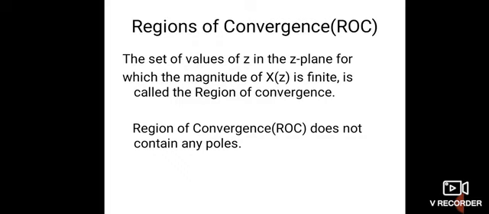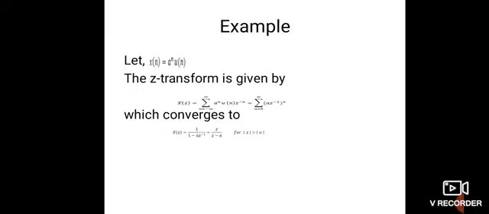As I was previously saying, at a pole X(z) has an infinite value, so the region of convergence does not contain any poles. Obviously, because the region of convergence means where X(z) has a finite value, and at poles X(z) does not have any finite value, so the region of convergence does not contain any poles. In the next slide I am giving one example, and then this will be clear.